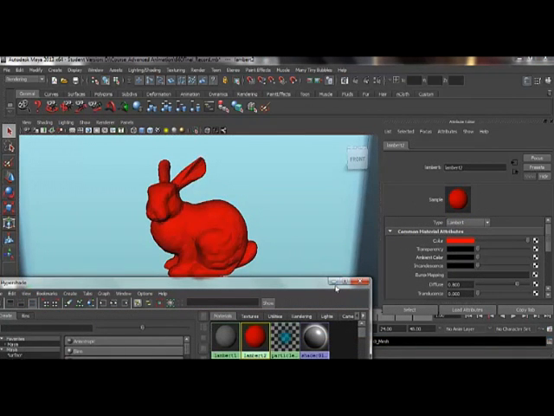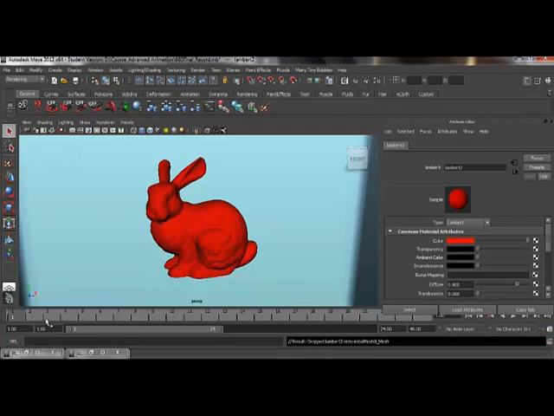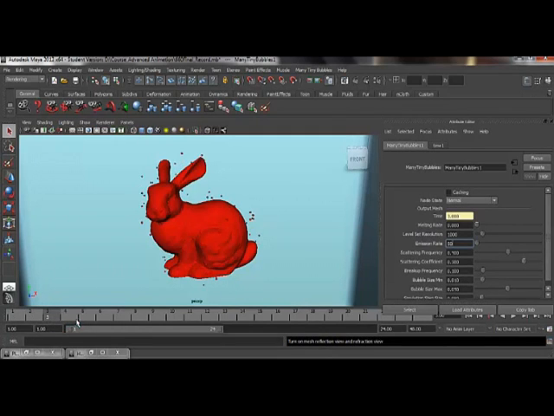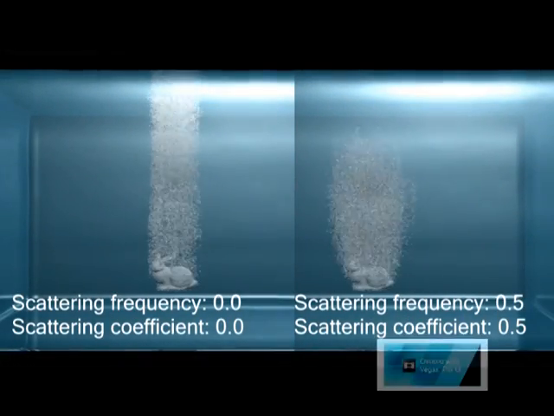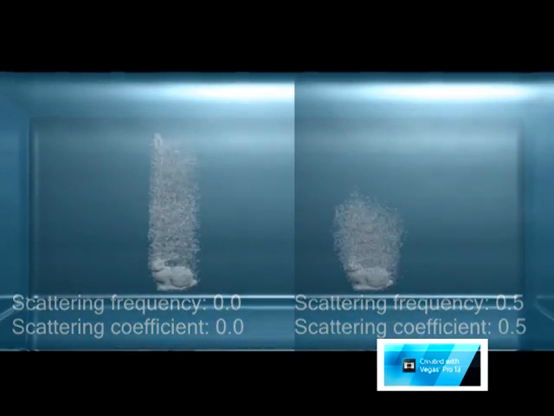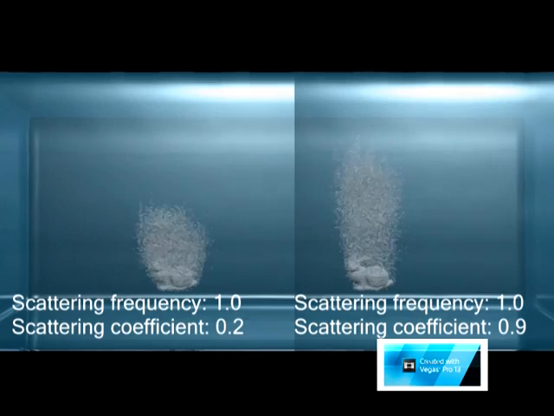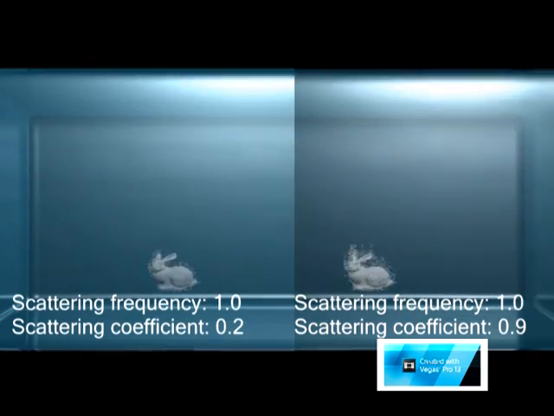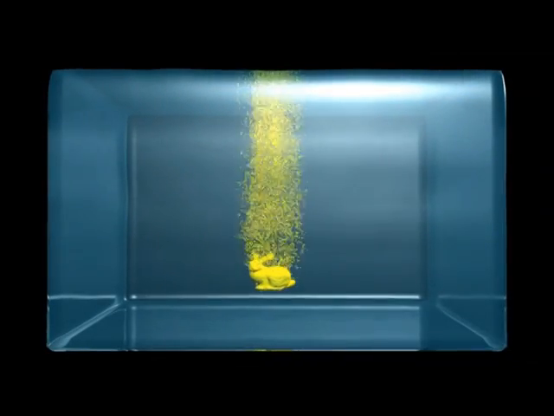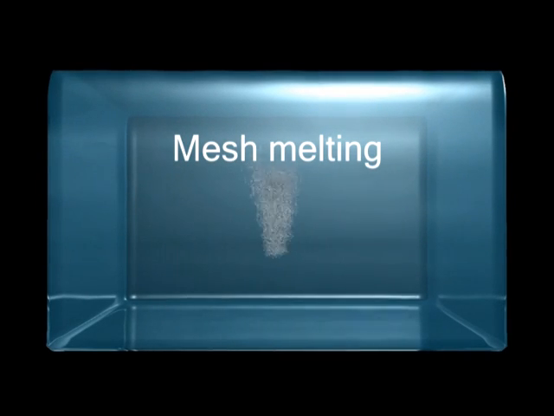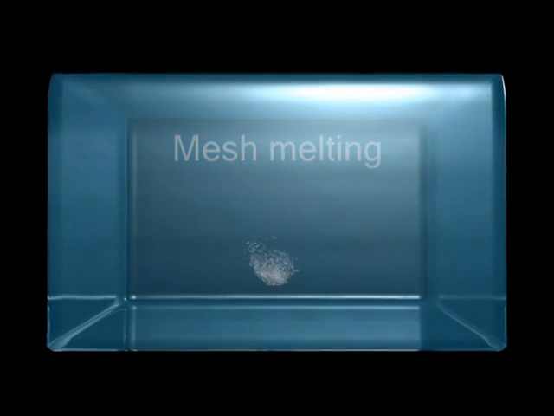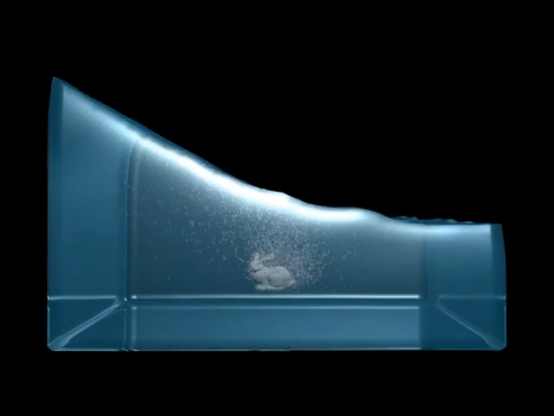Finally, we demonstrate how the bubbles emitted from a mesh will take on the same shader as their originating source. Here you can see some of the different simulation results that can be achieved by tuning the scattering frequency and the scattering coefficient. Here you can see the velocity field of the fluid influencing the flow of the bubbles.